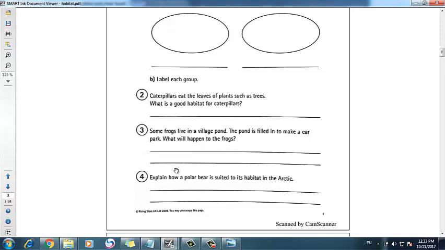Think and answer. Explain how a polar bear is suited to its habitat in the Arctic. We are going to write about the adaptation of the polar bear to live there, which is having thick fur to feel warm in this cold place, and the white color of the polar bear helps it to hide from enemies, which means camouflaging.